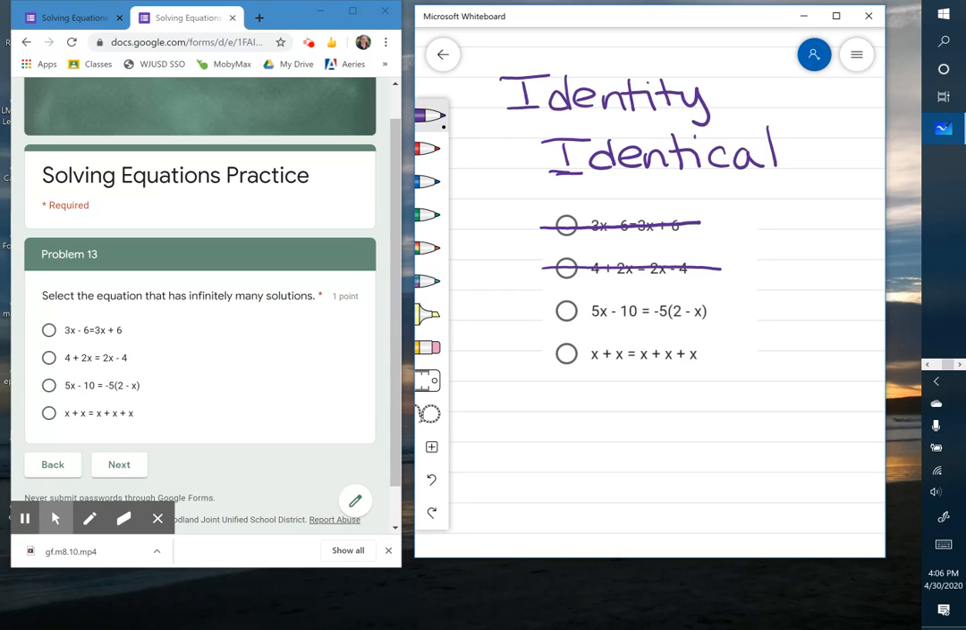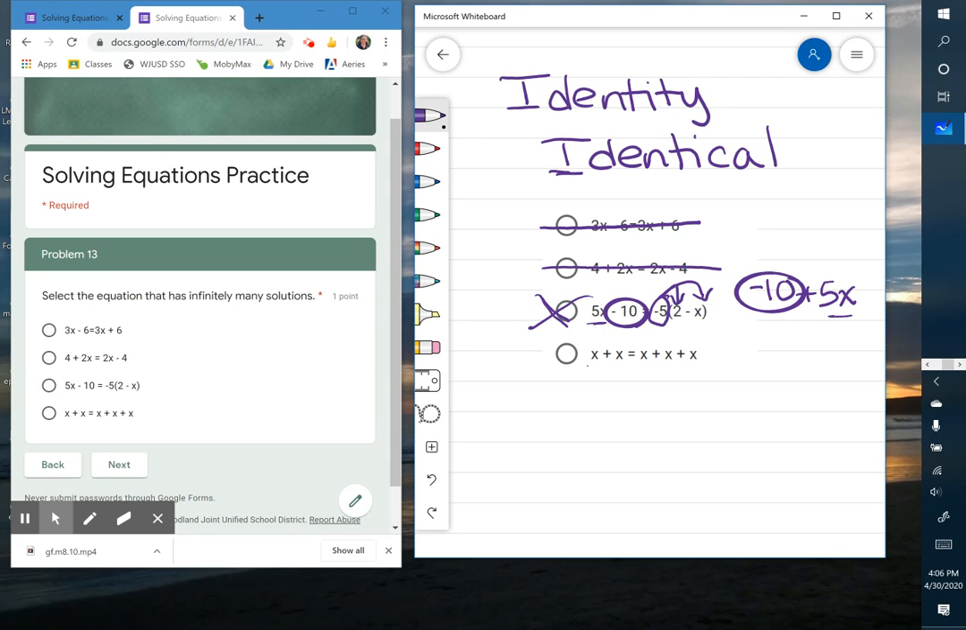5x take away 10 equals negative 5 times 2 minus x. To figure this one out, I need to use the distributive property. Negative 5 times positive 2 is negative 10. And negative 5 times negative x is positive 5x. And so on both sides of this equation, I have a 5x and I have subtract 10. This is an identity.